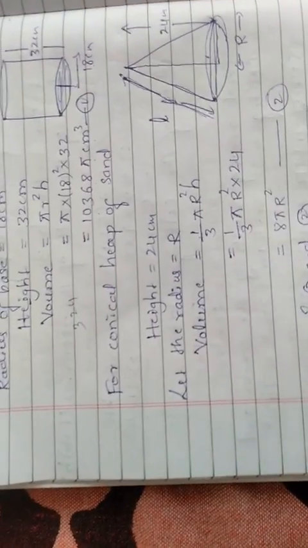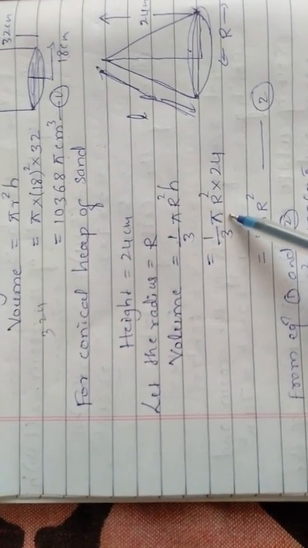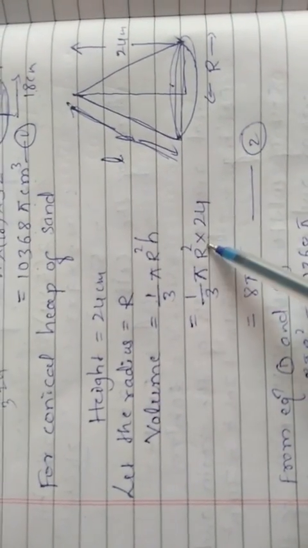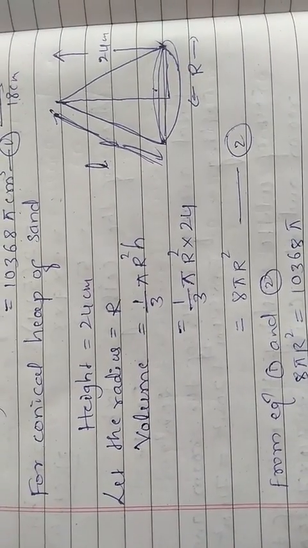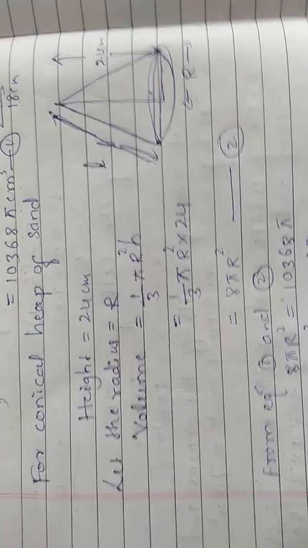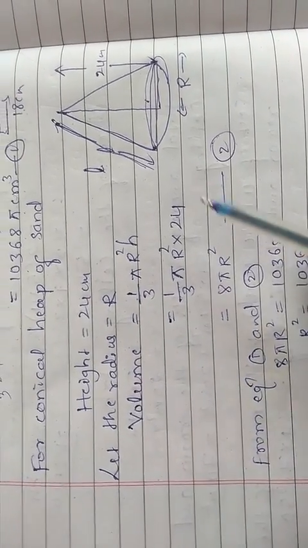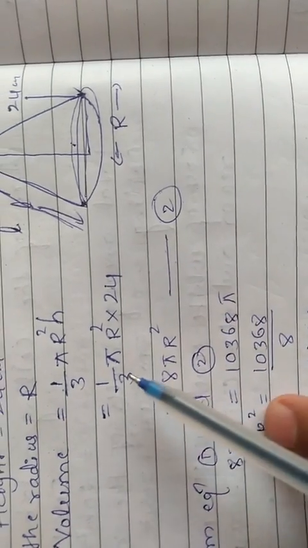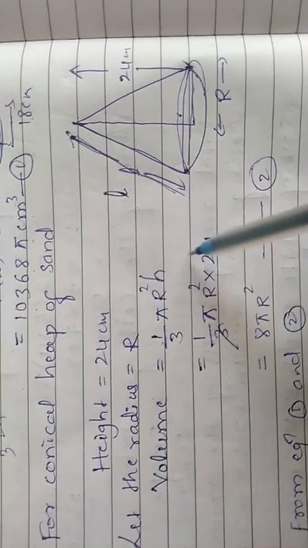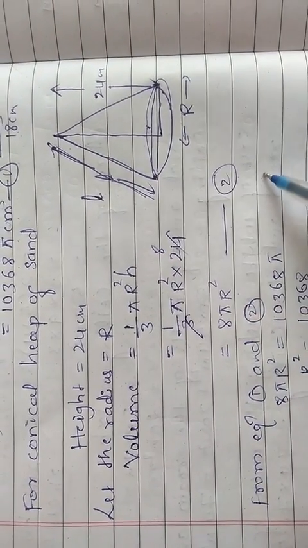Correct. So children, this one you have to call equation 1. And see here, 1/3 pi, keep as it is, then r square into 24, the height. Then see, 3 1s are 3, 3 8s are 24. So what is the remaining here? 8 pi r square. This is equation 2.